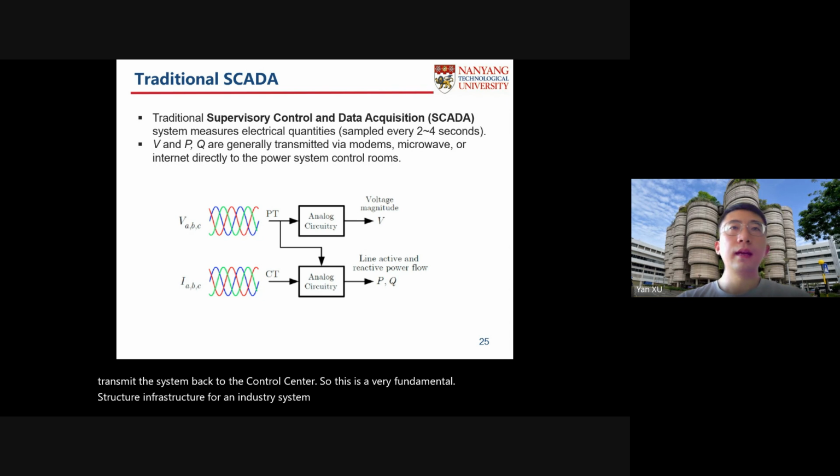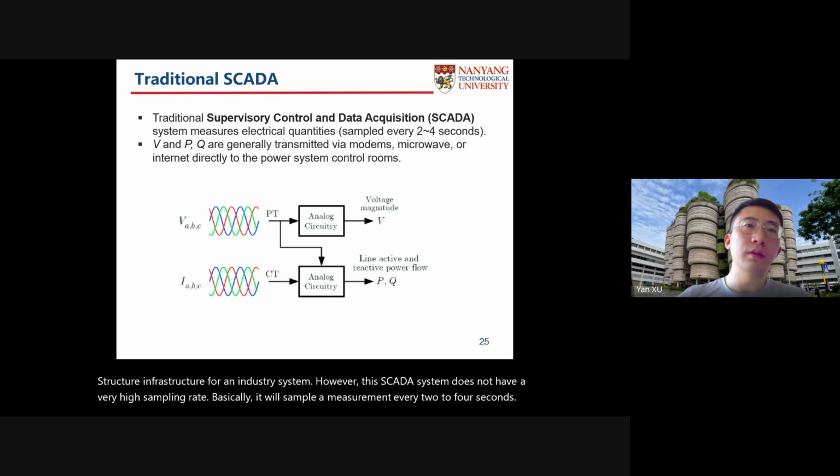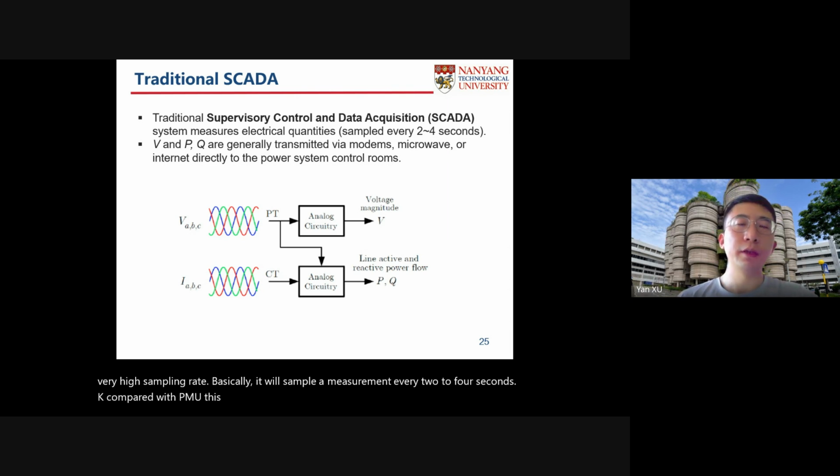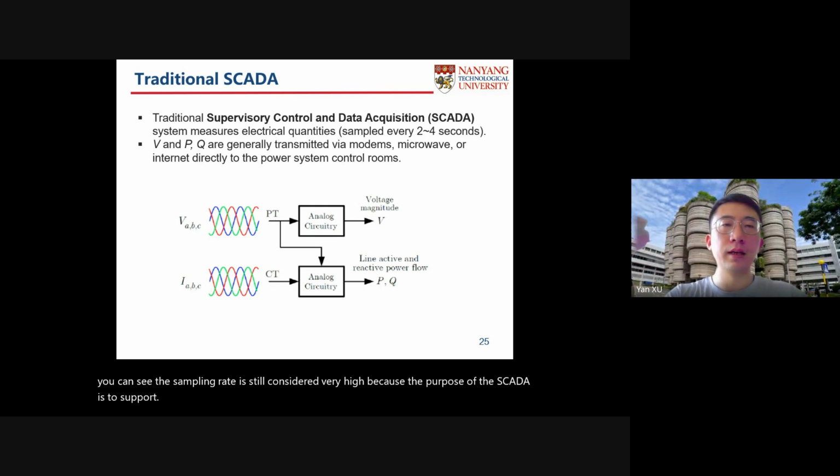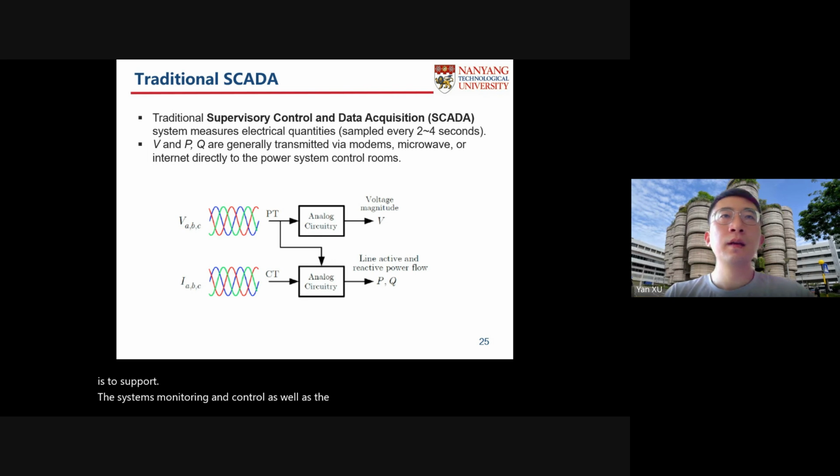However, this SCADA system does not have a very high sampling rate. Basically, it will sample a measurement every 2 to 4 seconds. Compared with PMU, this sampling rate is much lower. But compared with the smart meter, the sampling rate is still considered very high, because the purpose of the SCADA is to support the system's monitoring and control as well as operation dispatch.